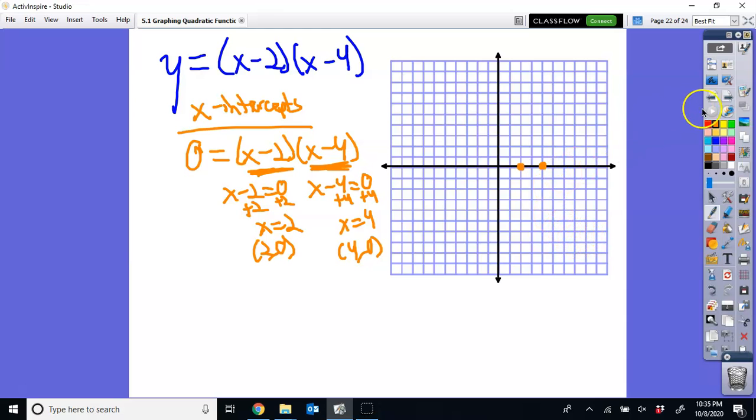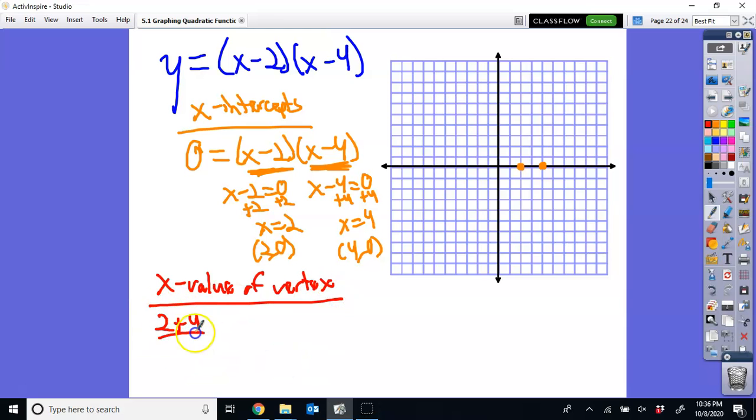What is halfway between 2 and 4? So if I'm thinking about the vertex again, the x value of the vertex is going to be halfway between the intercepts. So add them together and divide by 2. Well, what is 2 plus 4? That's 6. Divided by 2 is 3. Now, some of you are thinking, wait a minute, Mr. Harrison, you wasted a bunch of time because I can look at it and tell you that 3 is in the middle. Well, then do that.